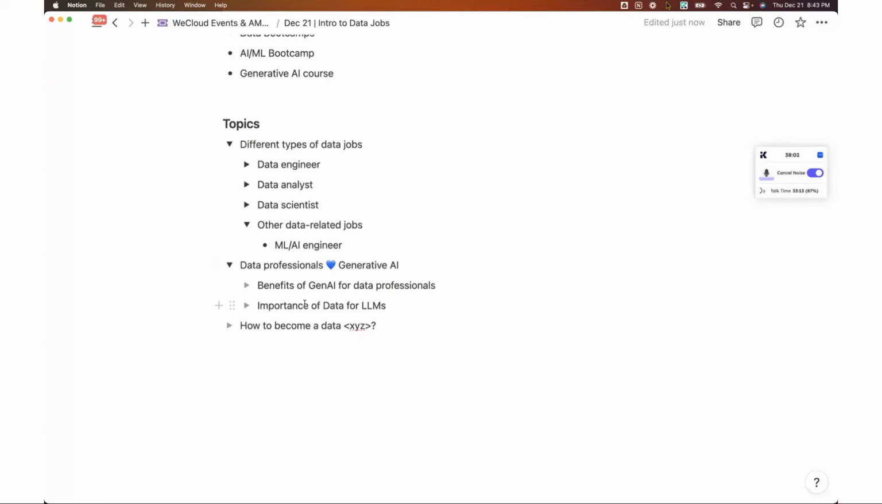That's actually what I would like to talk about next. Data and generative AI. I think a lot of people get scared a little bit because they think generative AI is going to replace their job. But I think they're complementary to each other. First of all, there are a lot of benefits of generative AI for the data professionals, right?